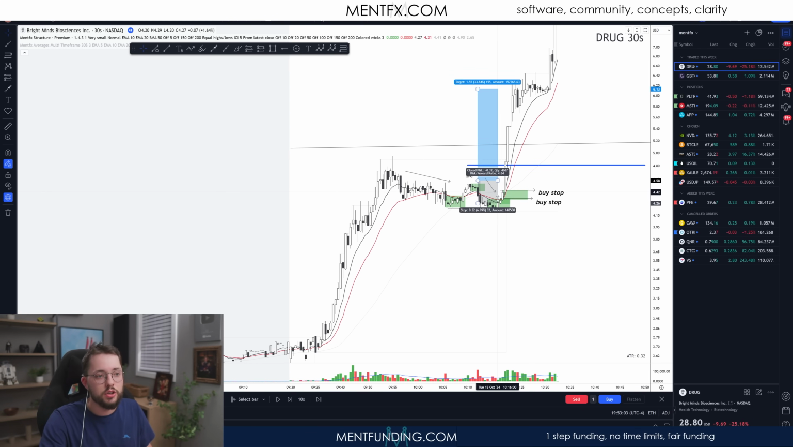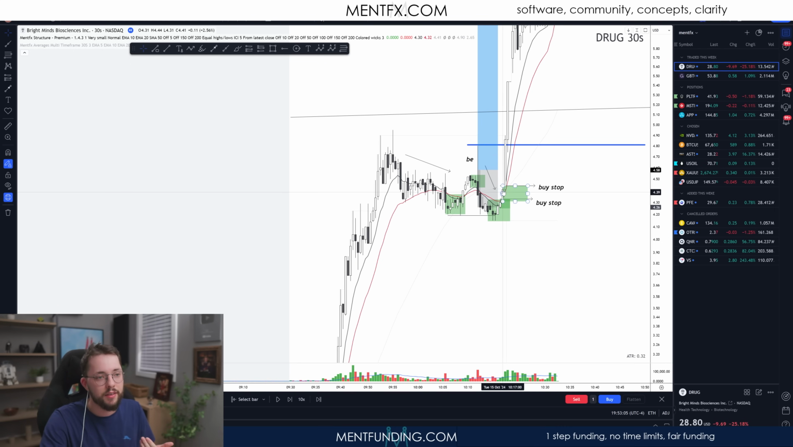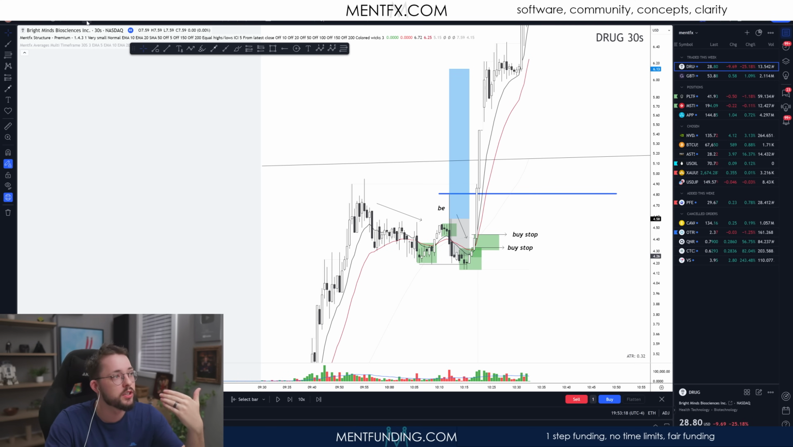Now I missed this, and you guys in the mentorship know this is called the FFMB. There's a reason I missed this, because it's a harder trade to always trade, but it's something I took note of. This is something that I might trade in the future as a buy stop, but I did not trade this, and that is perfectly fine. This is part of the game.